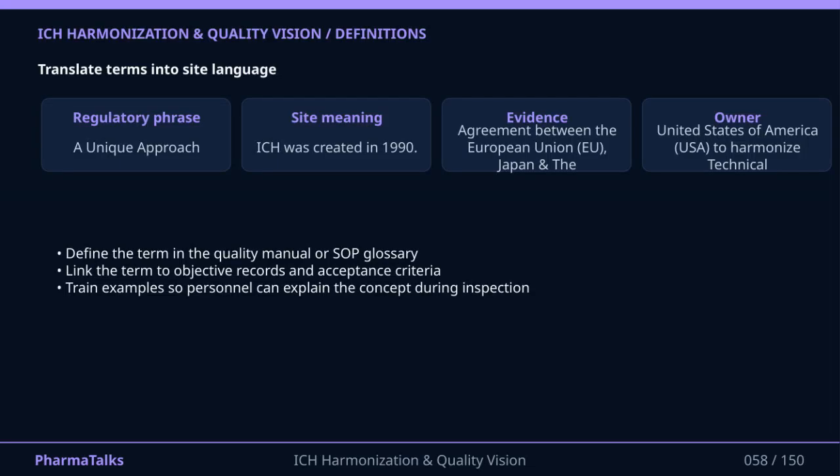On this slide, we're focusing on the concept of ICH harmonization and its impact on quality vision and terminology. The ICH, or International Council for Harmonization, was established back in 1990 as a collaborative effort between the European Union, Japan, and the United States. The primary goal was to streamline and harmonize technical requirements across these regions to facilitate consistent quality standards. One key aspect we're emphasizing here is the importance of translating regulatory terms into the local site language. This ensures that everyone involved truly understands critical concepts, which is essential for compliance and quality management.